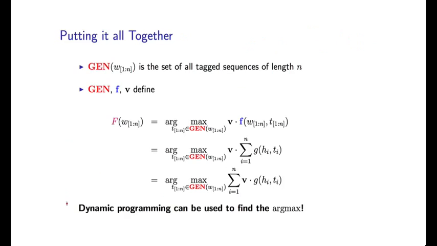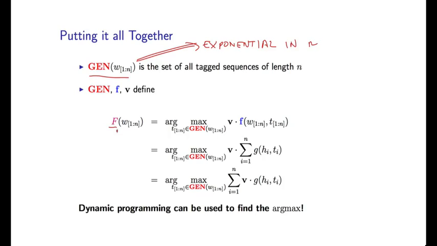So now when we put things together, we'll see that this way of defining the global features in a global linear model leads to a very convenient property, which is that in spite of the size of GEN, remember this is going to be exponential in n, where n is the length of the sentence, we are going to be able to efficiently calculate this function f that takes a word sequence, a sentence, as input, and produces a tag sequence as its output.